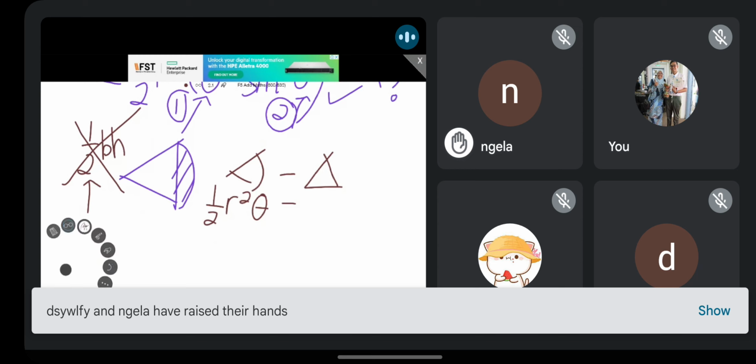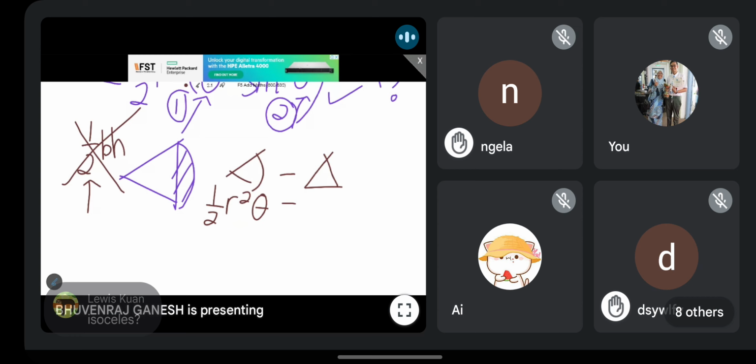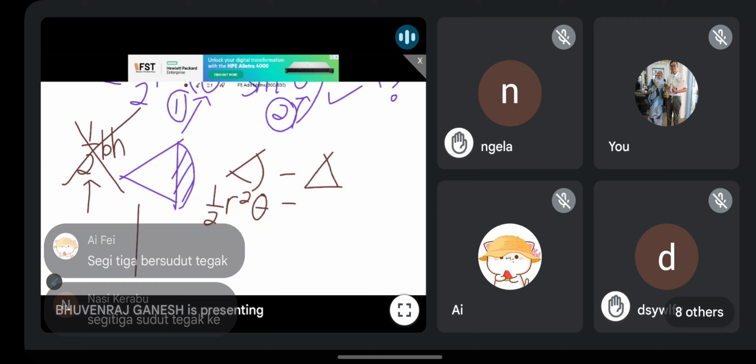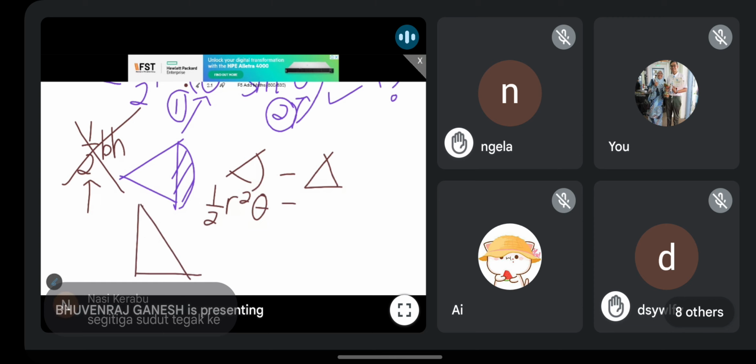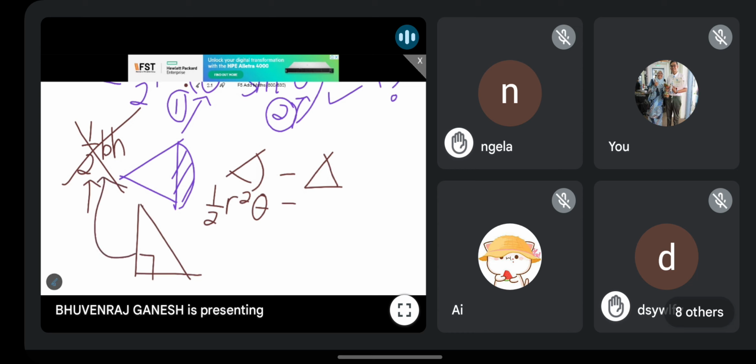Yeah, you can type in the chat box. Apa jenis segitiga? No, not isosceles. There is a specific triangle. Yes, correct, Aife. Segitiga bersudut tegak. Right angle triangle 90 degree. Then only you can use this formula. Baru kamu boleh guna rumus ni.